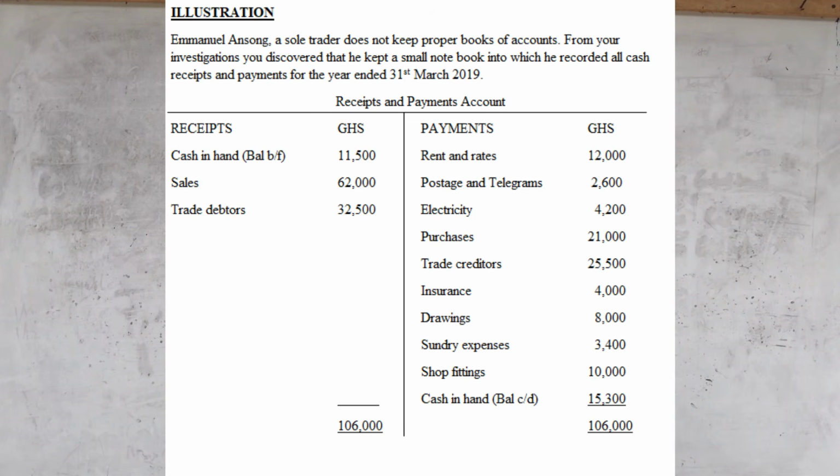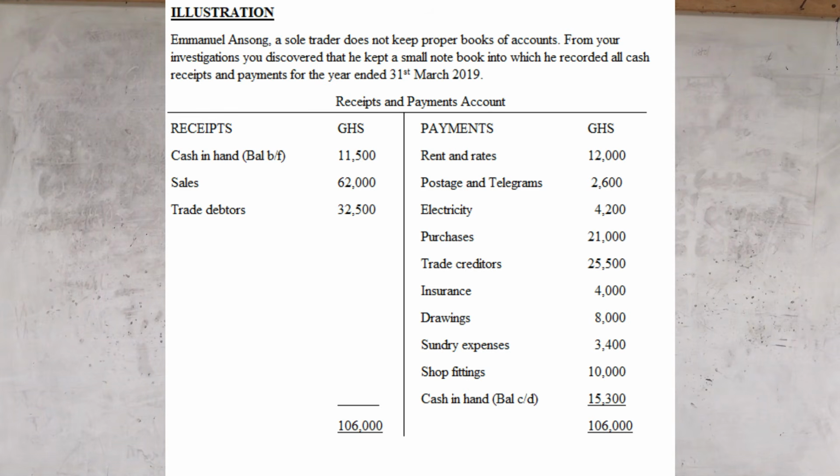Now on the credit side, which is the payment side, we have rent and rates of 12,000. We have postage and telegrams, electricity, and purchases. Trade creditors are 25,500. We have insurance of 4,000, drawings of 8,000 Ghana cedis, sundry expenses of 3,400, and shop fittings of 10,000. And then the balance carried down, which is the cash in hand at the end, is 15,300.